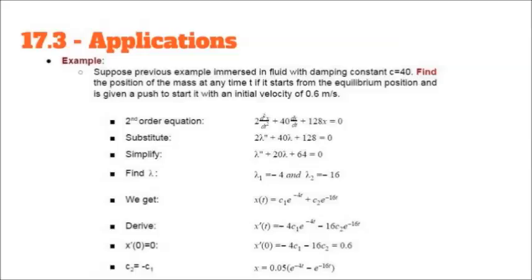Then we get that x of t is equal to c1 e to the negative 4t plus c2 e to the negative 16t. Then we derive that x prime of t is equal to negative 4 c1 e to the negative 4t minus 16 c2 e to the negative 16t. x prime of 0 is equal to negative 4 c1 minus 16 c2 is equal to 0.6. x is equal to 0.5 (e to the negative 4t minus e to the negative 16t).